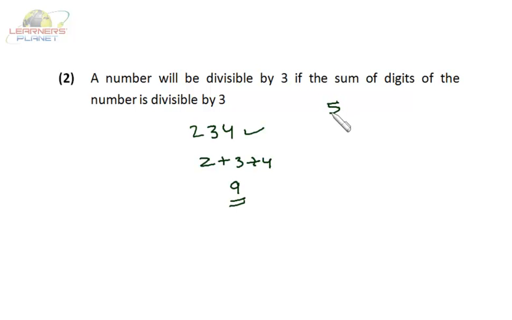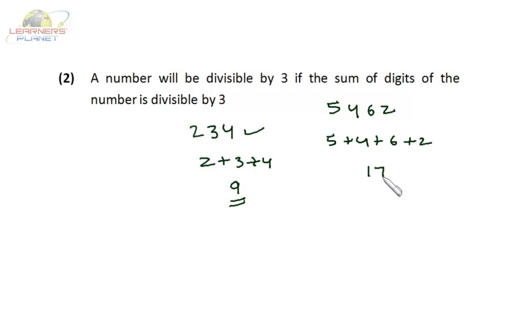Suppose I have a number 5, 4, 6, 2. Just add up the digits. It's 5 plus 4 plus 6 plus 2. So it's 5 plus 4, 9. 9 plus 6, 15. 15 plus 2, 17.